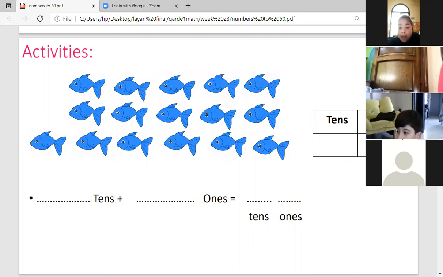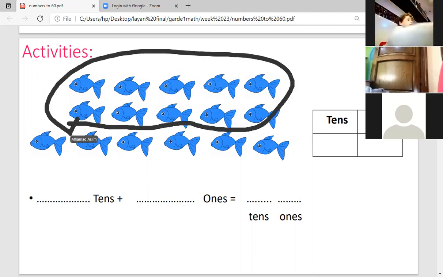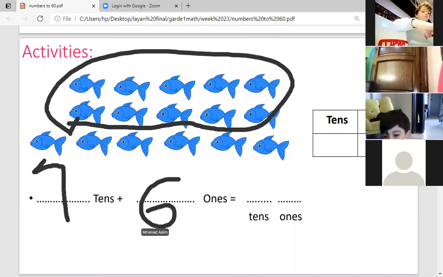Okay. One, two, three, four, five, six, seven, eight, nine, ten. Excellent. Circle these 10. Yalla. One, two, three, four, five, six. 16. Excellent. So how many tens do I have here? How many groups of tens? One. Excellent. How many ones? Six. Excellent. Right, six. So the answer is?